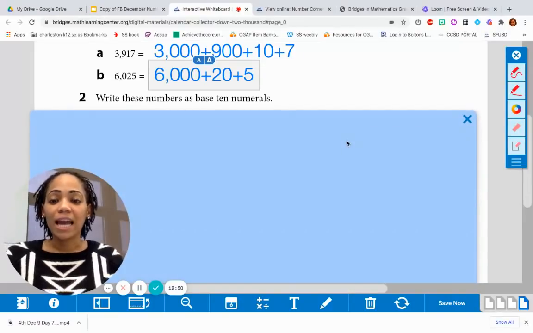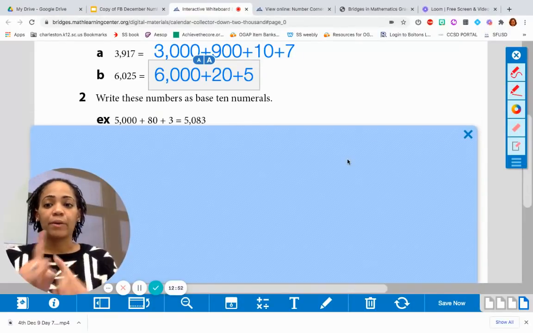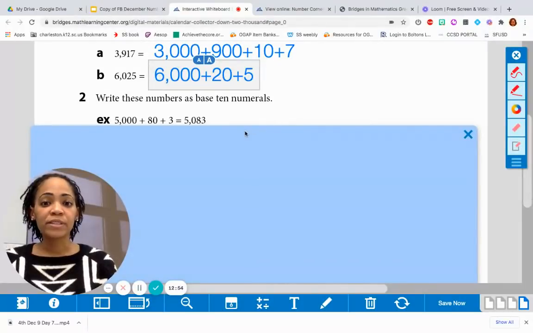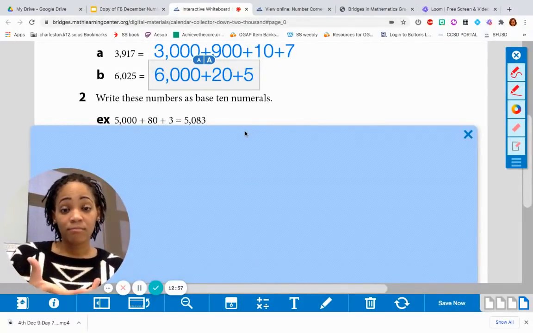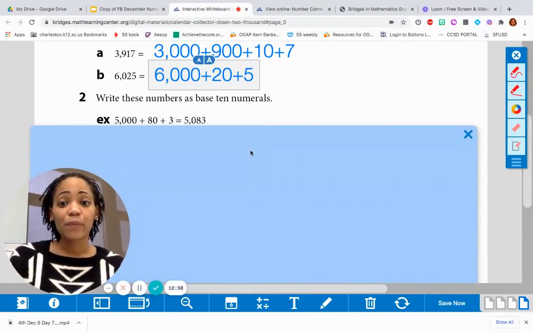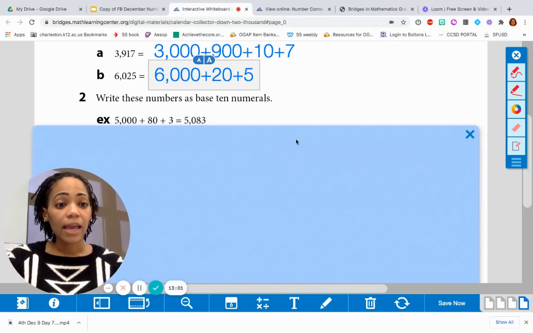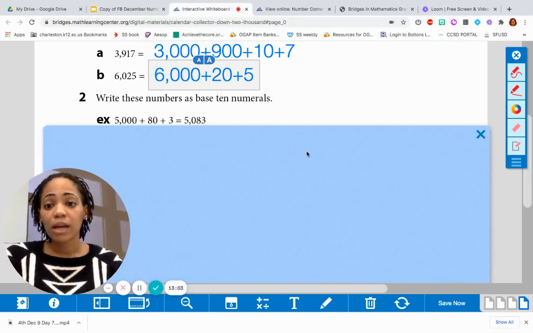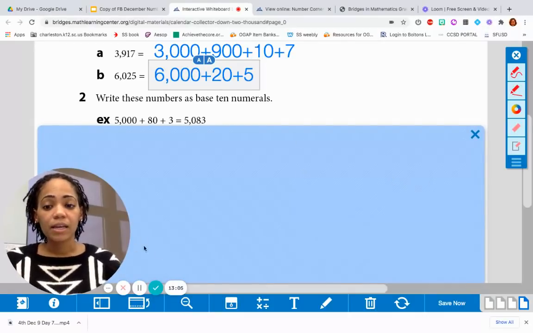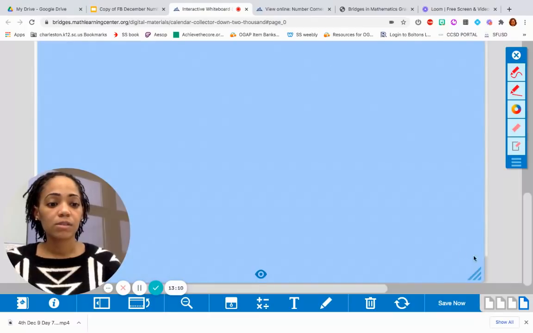All right, now we're going to go backwards. We're going to write numbers as a number. They're going to give us the expanded form, and we're going to have to write it as just a regular base 10 number. Okay, so let me make this a little smaller here.